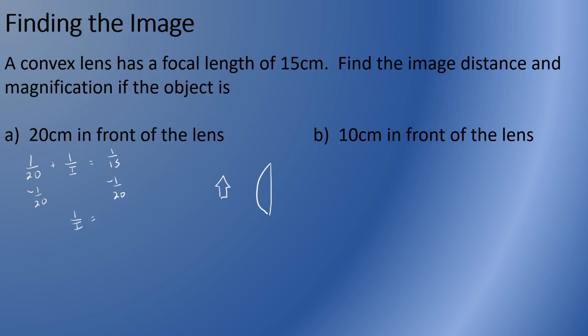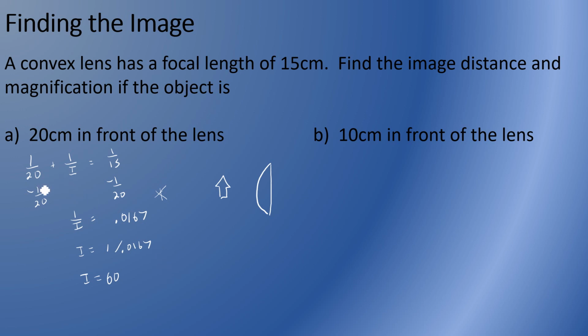So we have 1 over image. So 1 over 15 minus 1 over 20. We get 1 over 60, which is 0.0167 after rounding. And again, we'll flip that. So 1 divided by 0.0167. We have to flip it around because it's the reciprocal. So we have 60. So our image is going to appear somewhere over here.